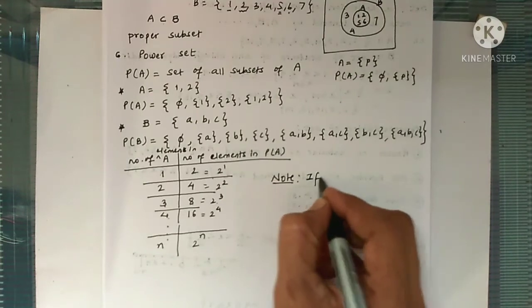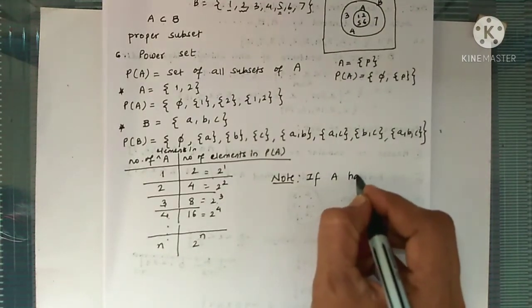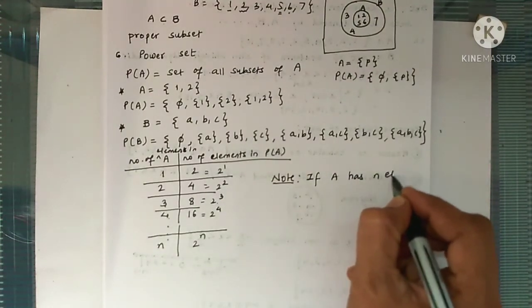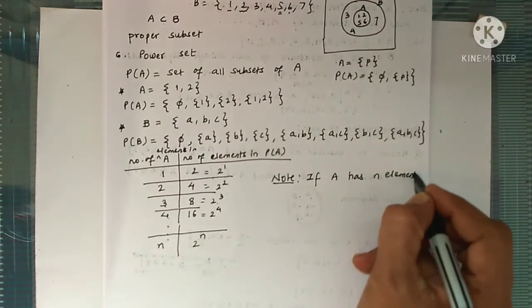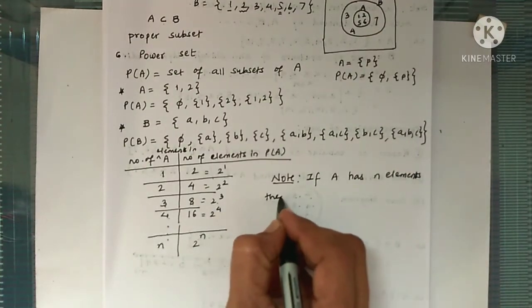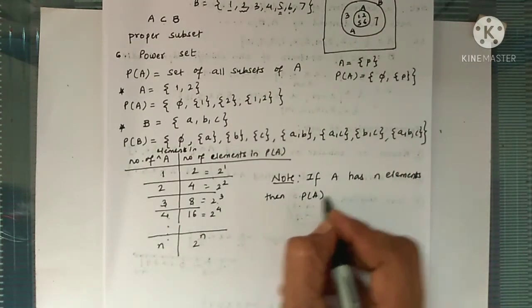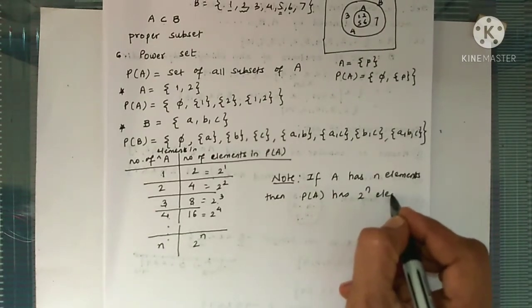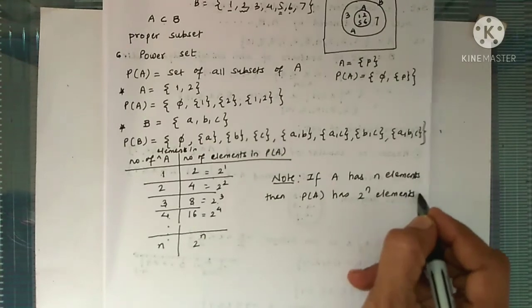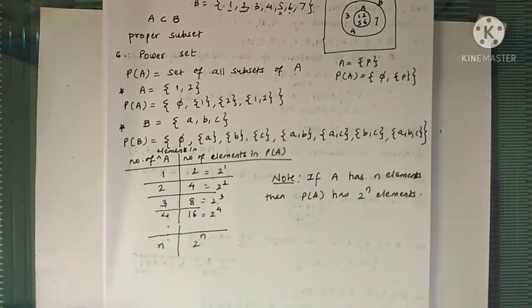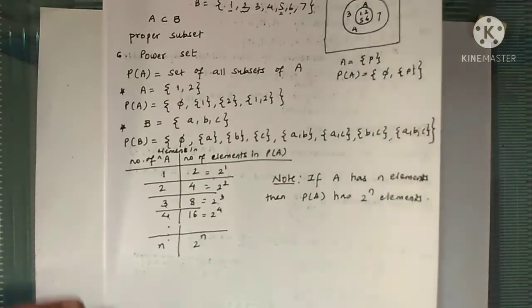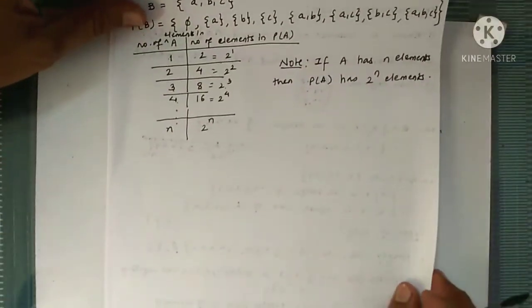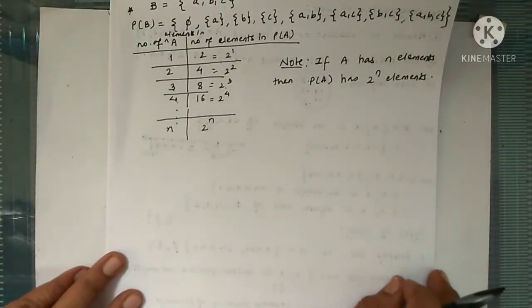If A has n elements, then the power set of A has 2 raised to n elements. So we are considering only finite sets. For finite sets we have this result. So this is the power set.